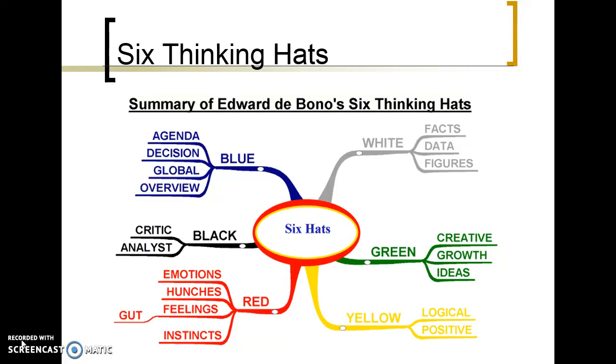The Six Thinking Hats, each hat represents a different phase in the meeting. The blue hat is the overview hat, the white hat is the facts and figures, the green hat is the creative part of the meeting, the yellow hat is looking at the positives of an idea, the red hat is the emotional phase, and the black hat is looking at what concerns or worries about a particular topic.